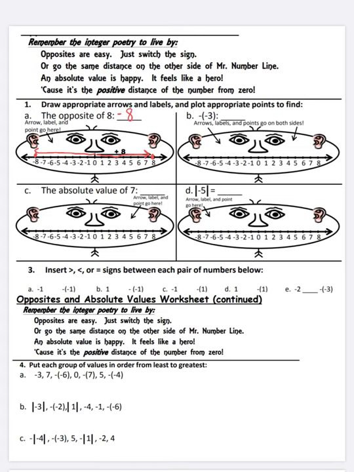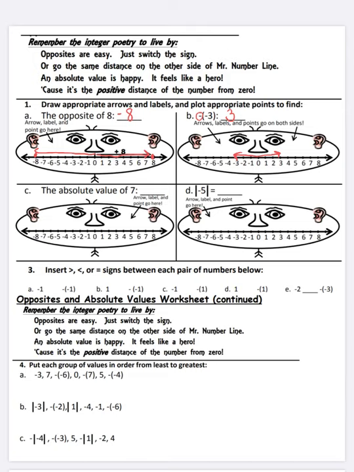Now remember, this is how we ask for the opposite, with a negative sign outside of parentheses. So this one's asking for the opposite of negative 3. So if you're here at 0, negative 3 is to the left of 0, 3 places. So we need to go to the right of 0, 3 places. So the opposite of negative 3 is positive 3.